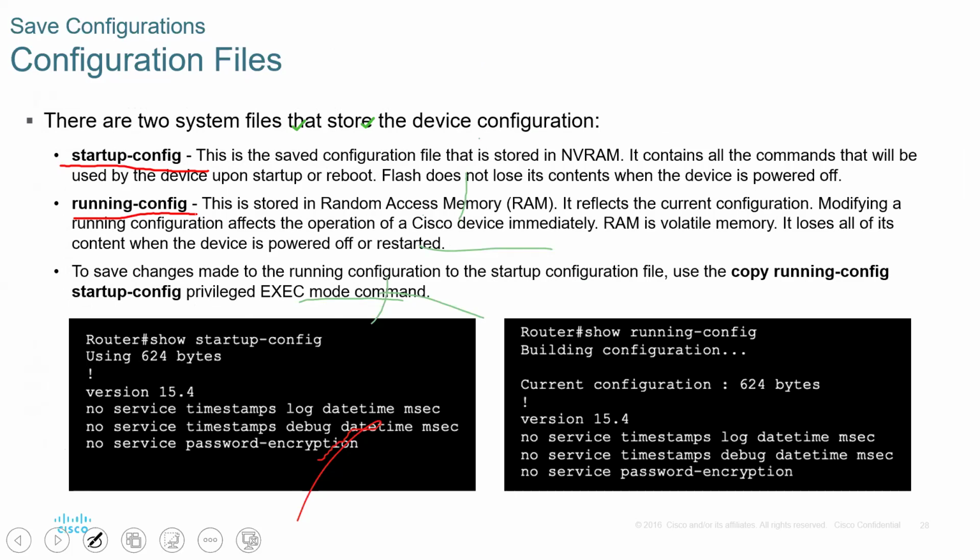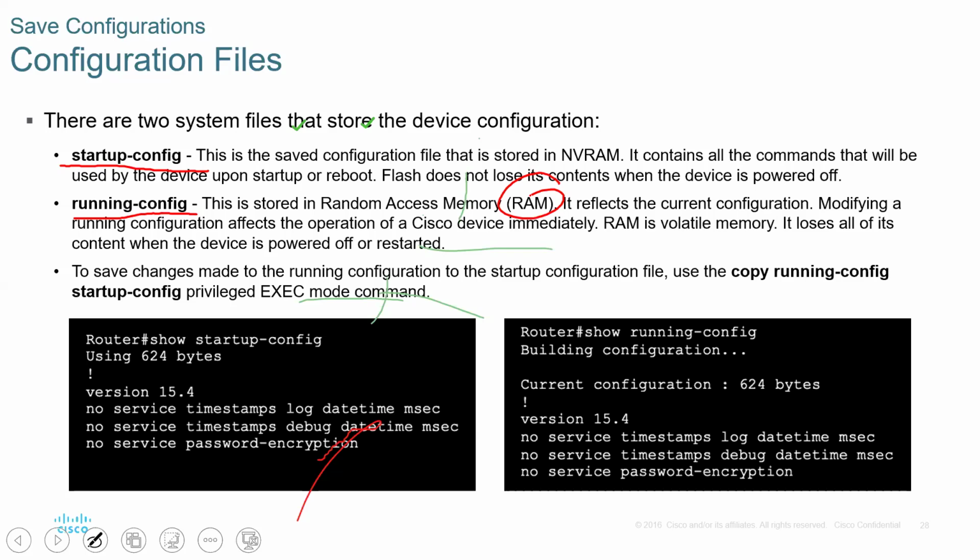Okay, the startup config is the saved configuration file that is stored in the NVRAM. The NVRAM is like the hard disk, the permanent storage where it stores documents or files. So it contains all the commands that will be used by the device upon startup or reboot. Okay, so the running config is stored in the RAM, that is the random access memory. So what's the difference between the running config and the startup config? All of them are the same config. The difference is that the running config is what is currently running in the RAM. Startup config is what is being saved.